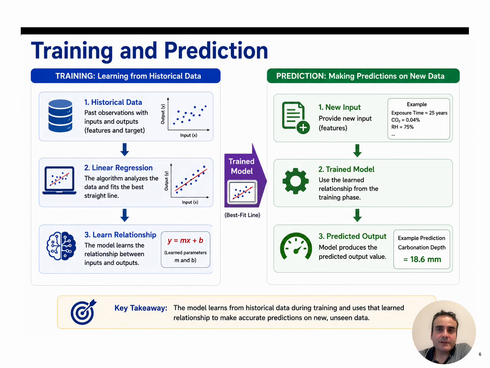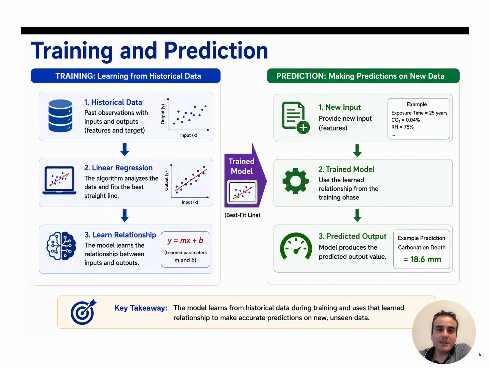This slide shows the full process of training and prediction. During training, the model learns from historical data. It could be data on anything related to your project. First, we provide past observations with known input and output values. So linear regression is a sort of supervised learning. Then the linear regression model learns the relationship between the input variable and the output variable.